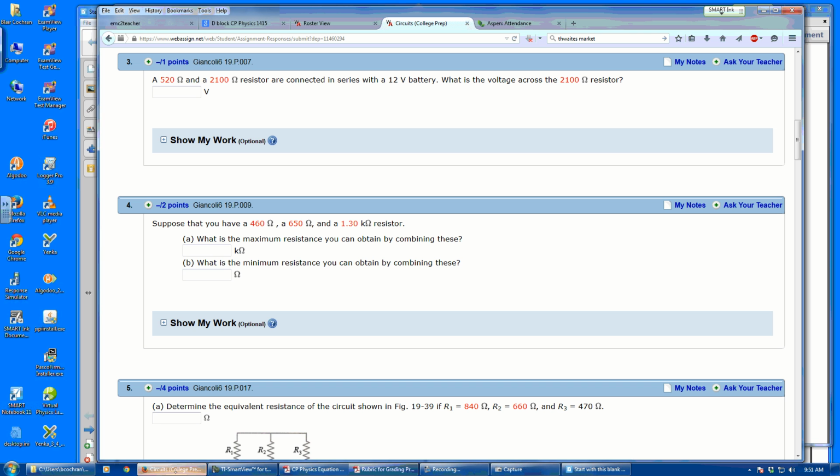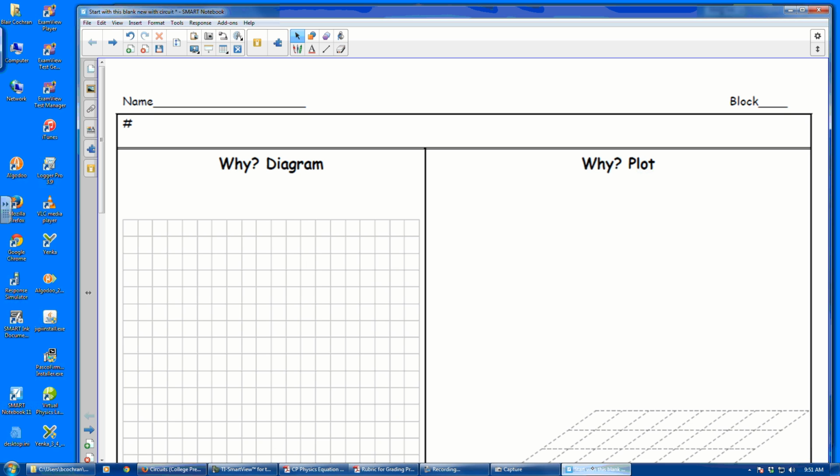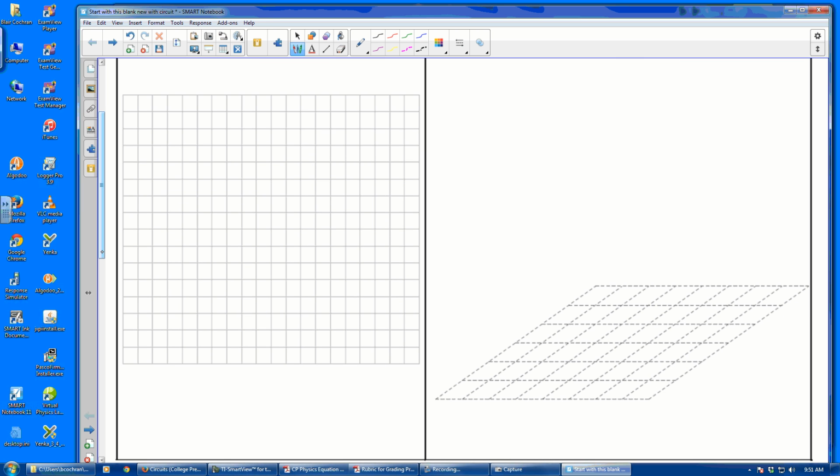Let's see, I got to get my numbers in my head. 520, 2100, 12 volts. All right, so I'm going to start off by, this is number 3. Start off by diagramming my circuit. And in the diagram, I'm looking for neatness, and I'm looking for correct usage of the symbols.